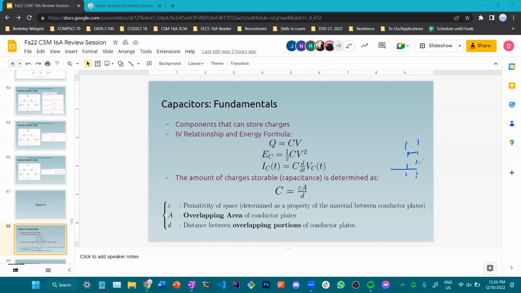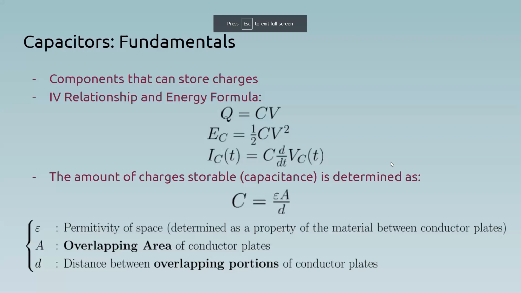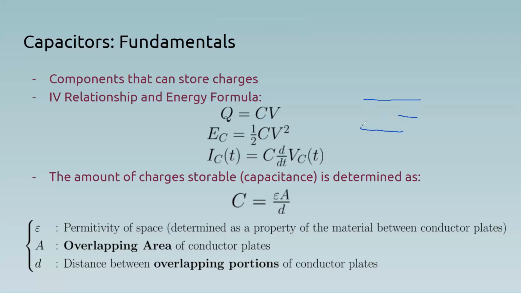So D stands for the distance between the overlapping area of the conductor plates. And in the scope of 16A, these will most likely still be parallel, so your distance should be constant. But also note that there are weird capacitor structures that look like this, where all three of these are conductor plates, but you see that this actually forms three capacitors here.